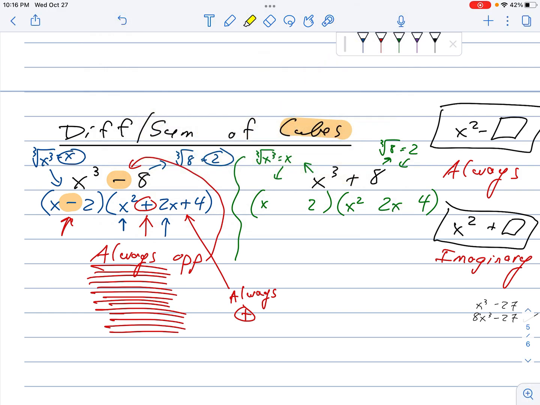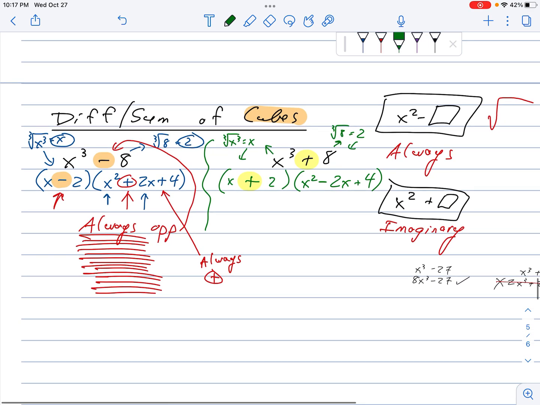What do I do here? I said it always matches. So over here is a plus. Always matches. This one is always opposite, so it's going to be minus. And then the last one is always plus. Plus. Okay?